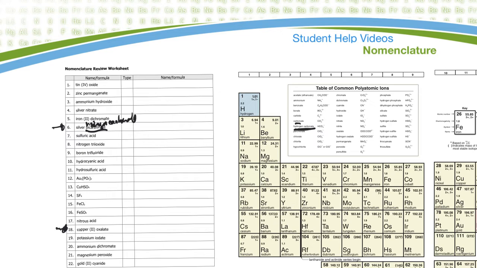And if it's silver hydrogen carbonate, then silver has a positive charge. Hydrogen carbonate has a 1 minus charge. So the charges are even, and I can just write the compound as AgHCO3, just like that. Okay, the one down below there, number 18, oxalate.